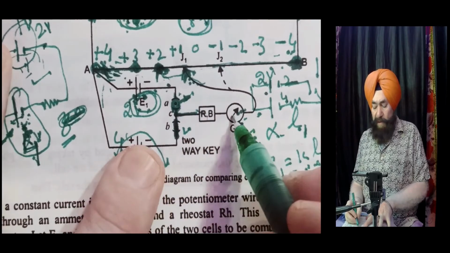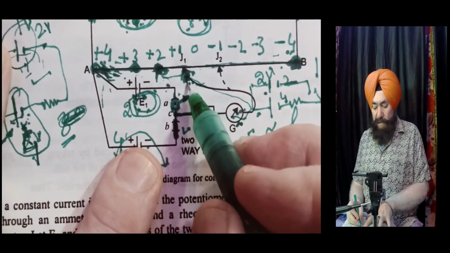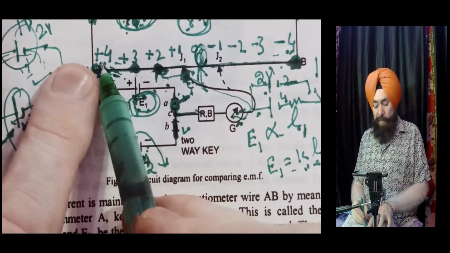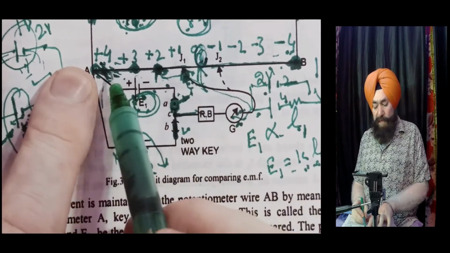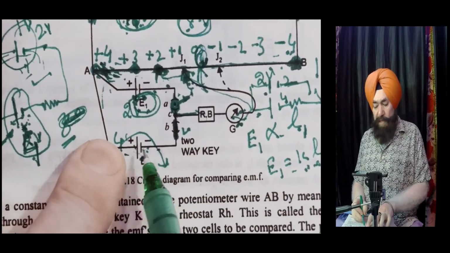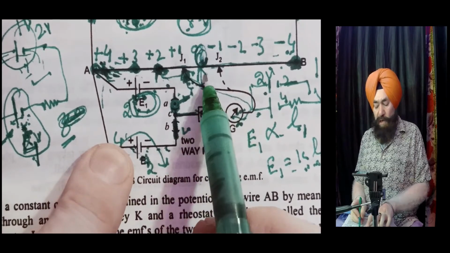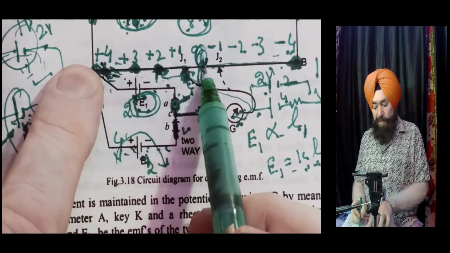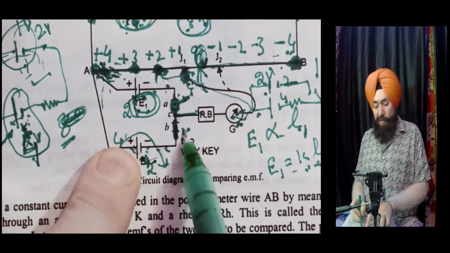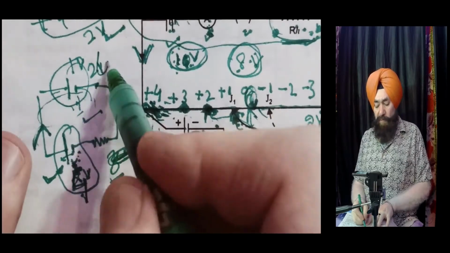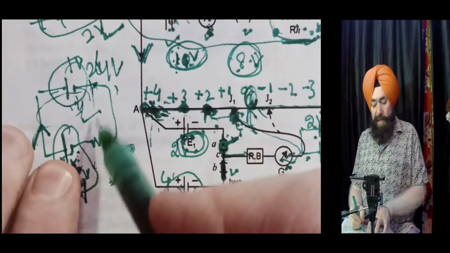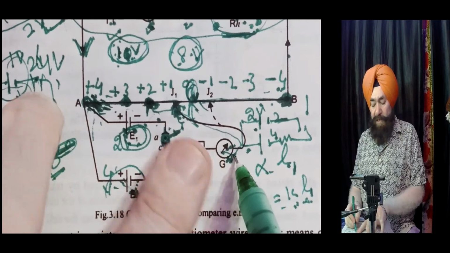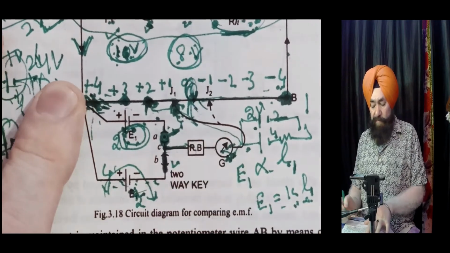Now what happened? I move the contact of the jockey to here, at 0. So what is here? Plus 4, 0. What is the voltage on the wire? 4 volt. What is the voltage here? 4 volt. So no current will flow in this circuit. Sorry, from here to here 4 volt. This cell is of 4 volt. So 4 volt and 4 volt, the difference is 0. No current flows. Again the galvanometer shows 0 deflection. We note down this length now.